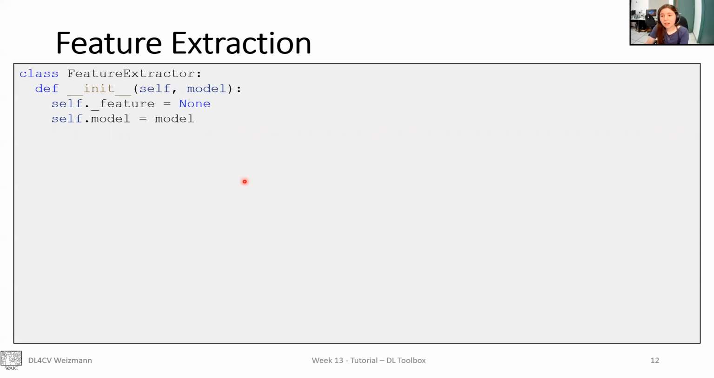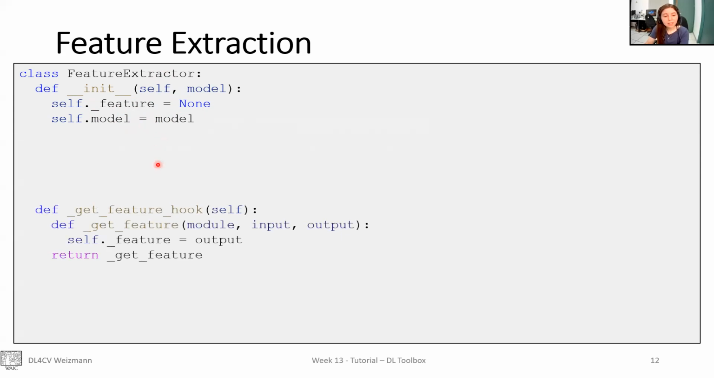And now we'll see a simple example, a slightly simpler example than what you had to do in homework 4, for how to use Torch Hub and to use hooks in order to do feature extraction. So we define a module, a class named FeatureExtractor that receives a model. We save its private members, the feature, which is currently None, which is the feature we want to extract, and the model itself. And then we define this method.